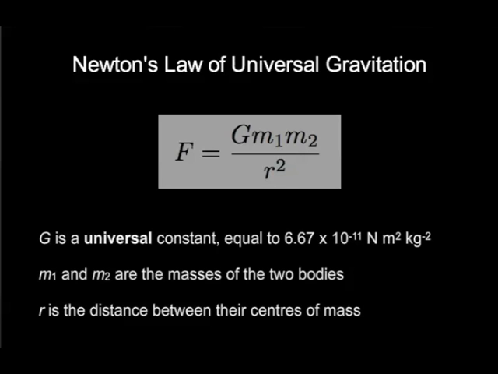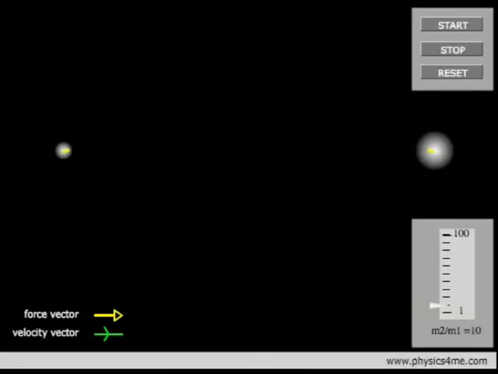Used together with Newton's second law of motion, F equals ma, Newton's law of universal gravitation enables the calculation of the trajectories of bodies under gravitational forces, including the orbits of planets around the Sun. To understand Newton's law of universal gravitation and its implications, let us simulate the motion of two masses under their mutual gravitational forces.